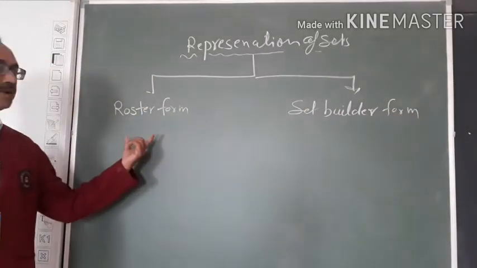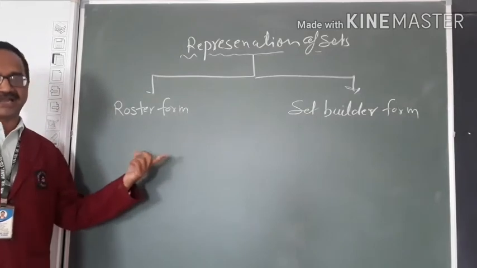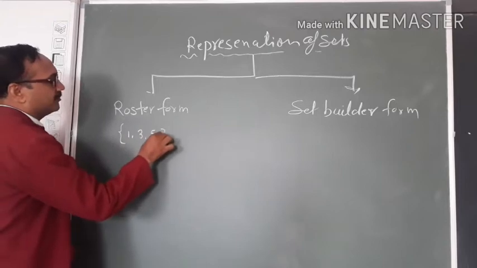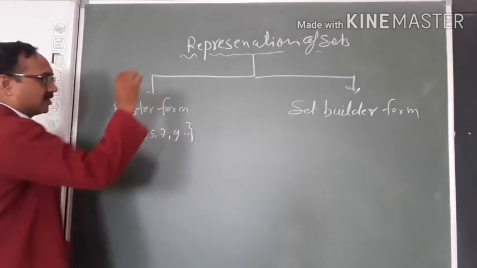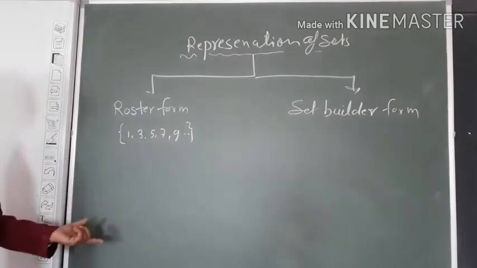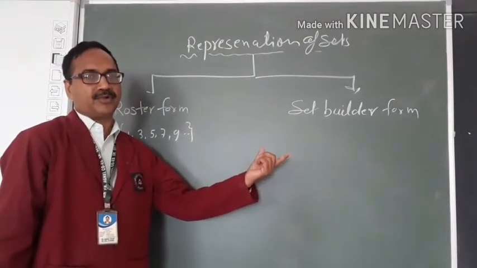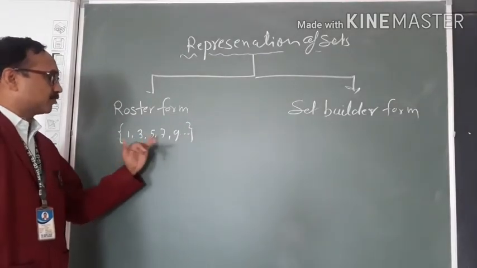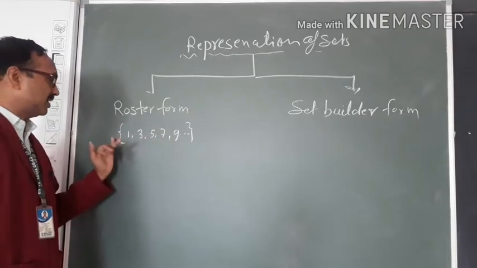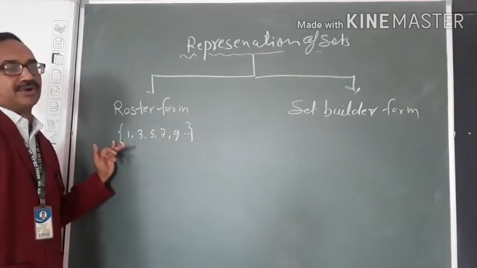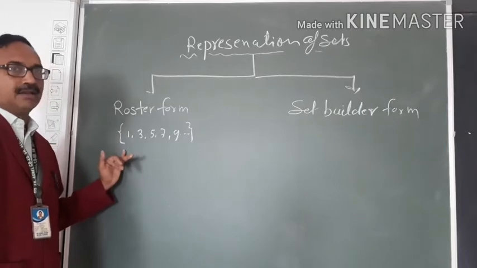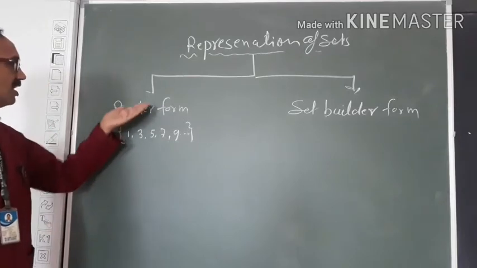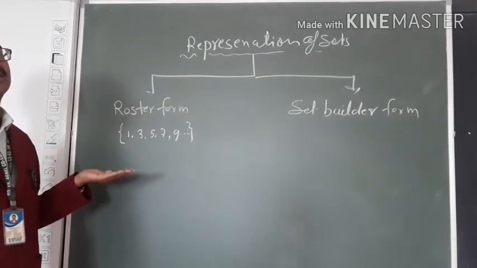In roster form, we simply write the elements in curly brackets, like 1, 3, 5, 7, 9. This is the roster form. We simply write the elements, between two elements we put a comma, and all the elements are written in curly brackets, and no element is repeated. So this is the roster form of sets.